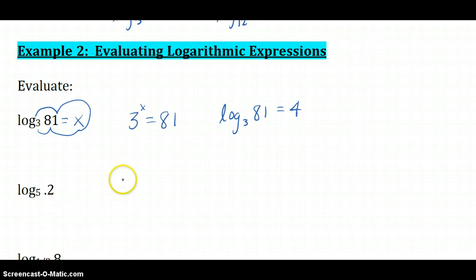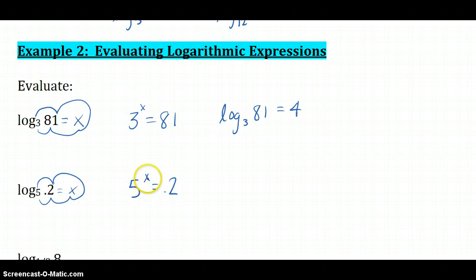Same thing here. You're going to have 5 to the x equals 0.2. I just used those rules to rewrite this. So you're thinking 5 to what power gives you 0.2? Now this is a little bit tricky. 0.2 is less than 1. So obviously this is not going to be a positive integer because 5 squared is 25.